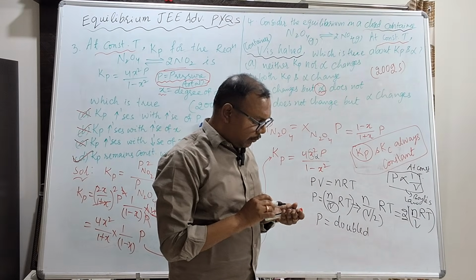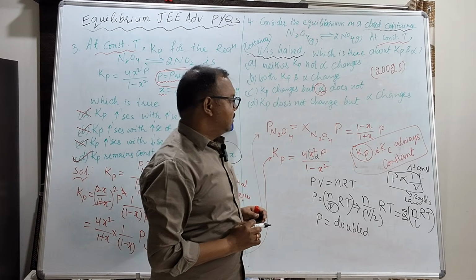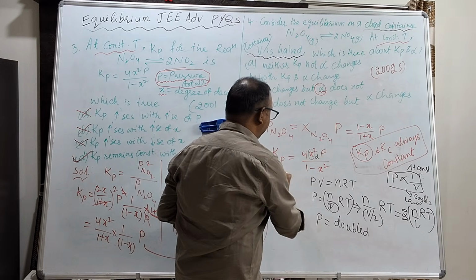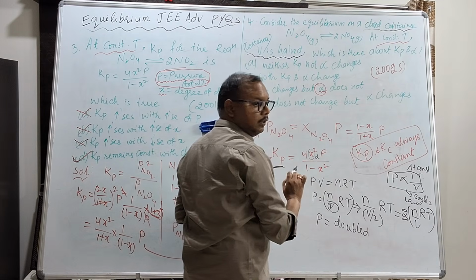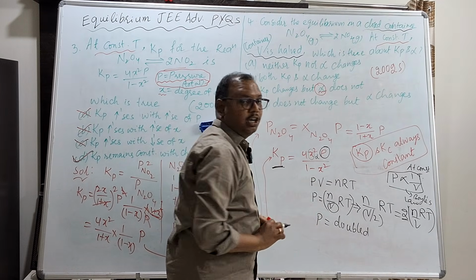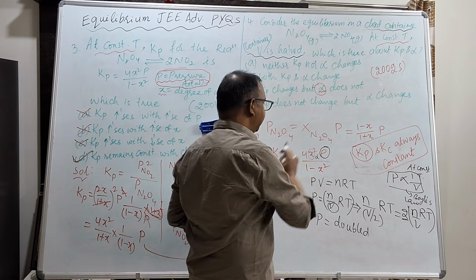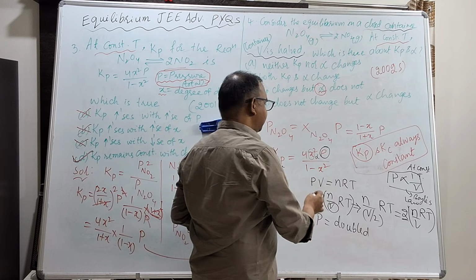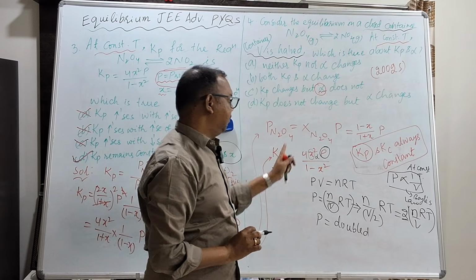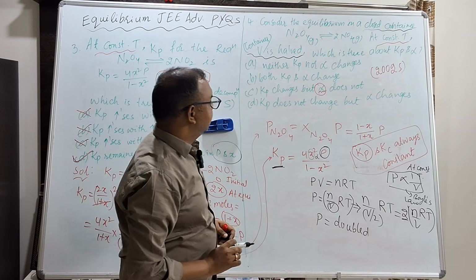Right. Now the point is what? Neither Kp nor alpha changes, they have given. Now, if P is doubled, then what happens to Kp? Kp is always constant. We said that when the pressure is changed, pressure has been doubled, does Kp depend on pressure? No, it's not. Therefore, we have to keep in mind that if the pressure is doubled, the Kp value does not change by change in pressure.